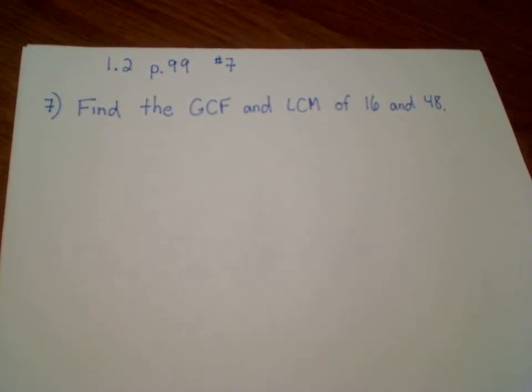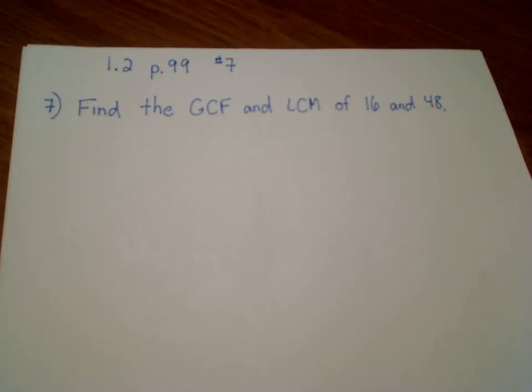Okay, so this is the first in a series of videos that I'll be doing, and it's just to provide additional instruction in addition to what you're going to be receiving through the computer. The first section I want to look at was from section 1.2, and it's dealing with finding the greatest common factor and the least common multiple. And it took from page 99, question number 7.